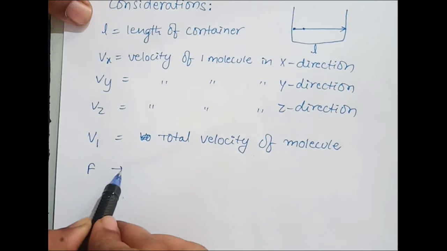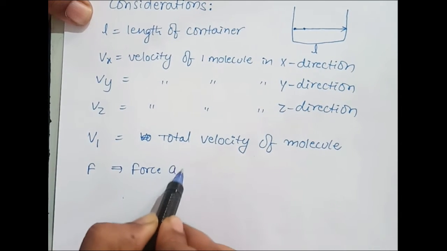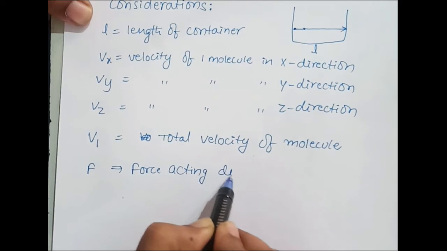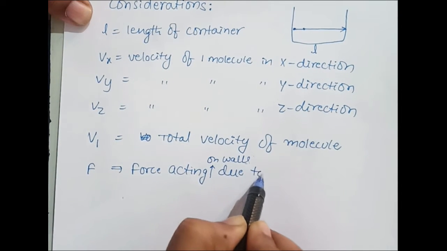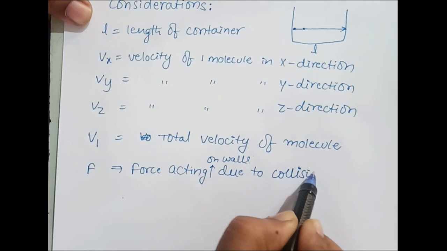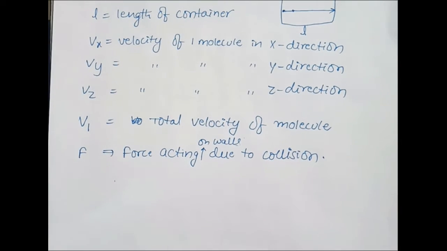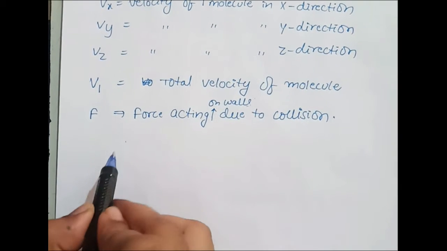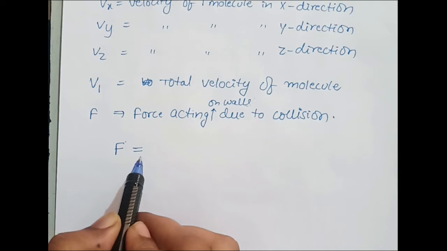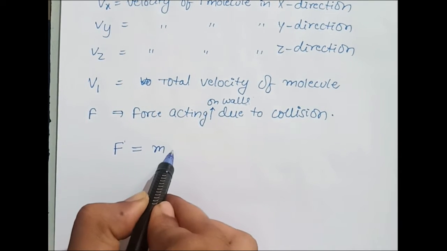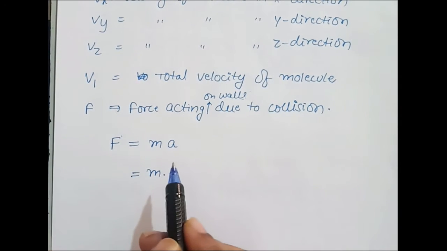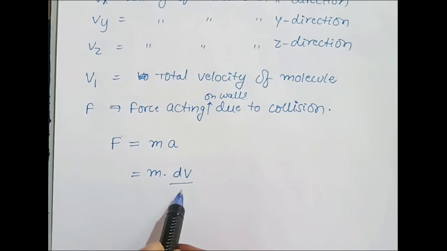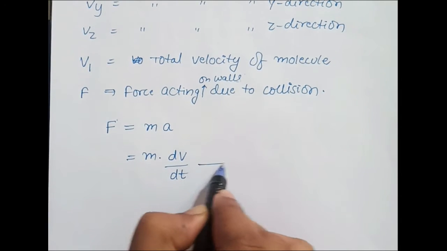Let F be the force acting on the walls of the container due to collision. Now I am going to derive the expression. It is a very simple derivation. You must have seen many videos, but this is a very simple derivation I am giving you. I want to find the force. Force is equal to mass into acceleration, F = m a, and acceleration means dv over dt, change in velocity over change in time. Let us keep this as equation number 1.